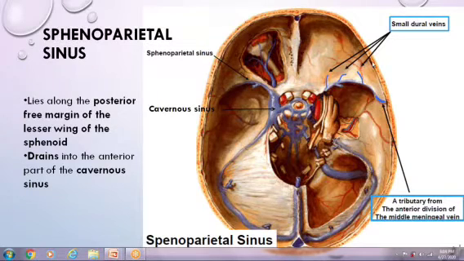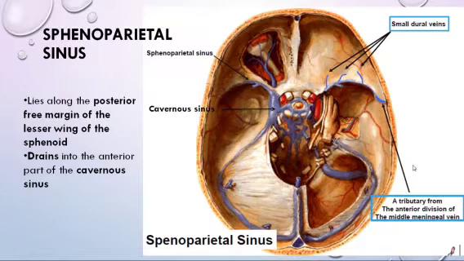If you see the tributaries of the sphenoparietal sinus, it receives some dural veins and it also receives the anterior temporal diploic vein, and a tributary from the anterior division of the middle meningeal vein. Okay, so clear? Okay, I'll go on to the next slide.